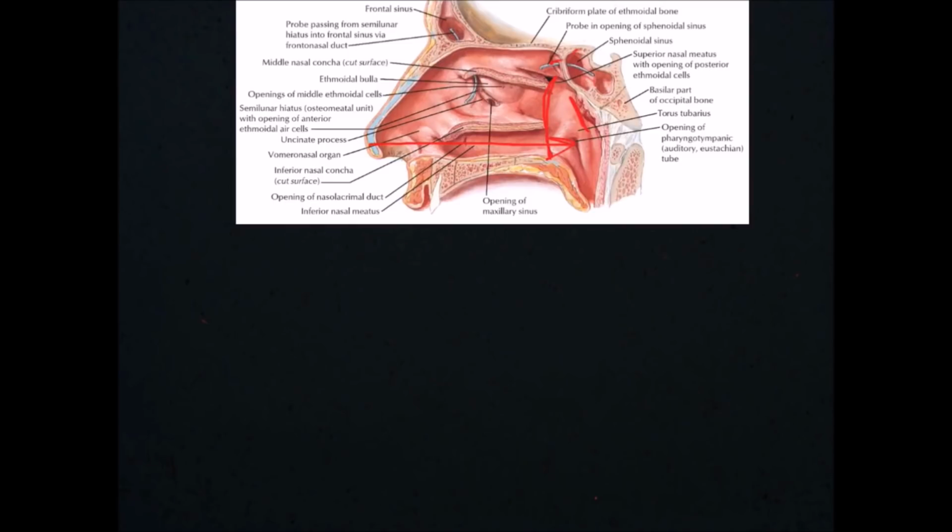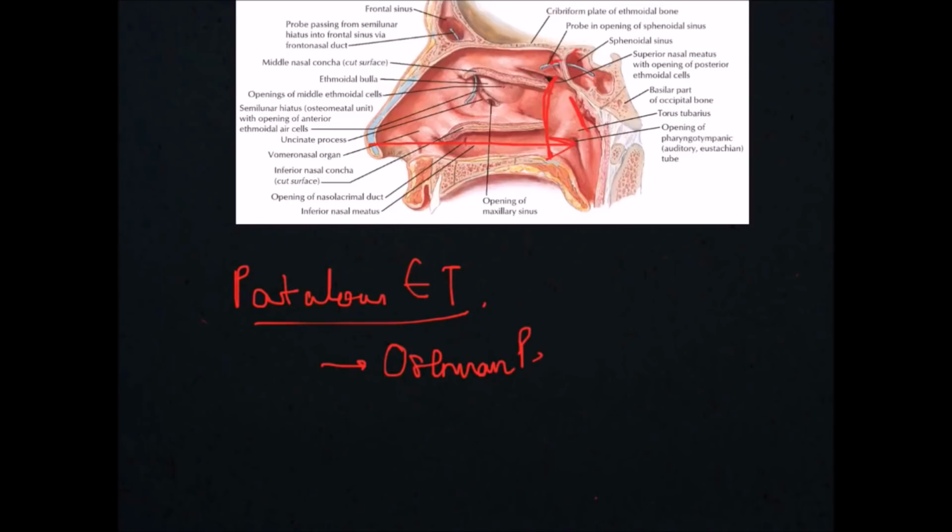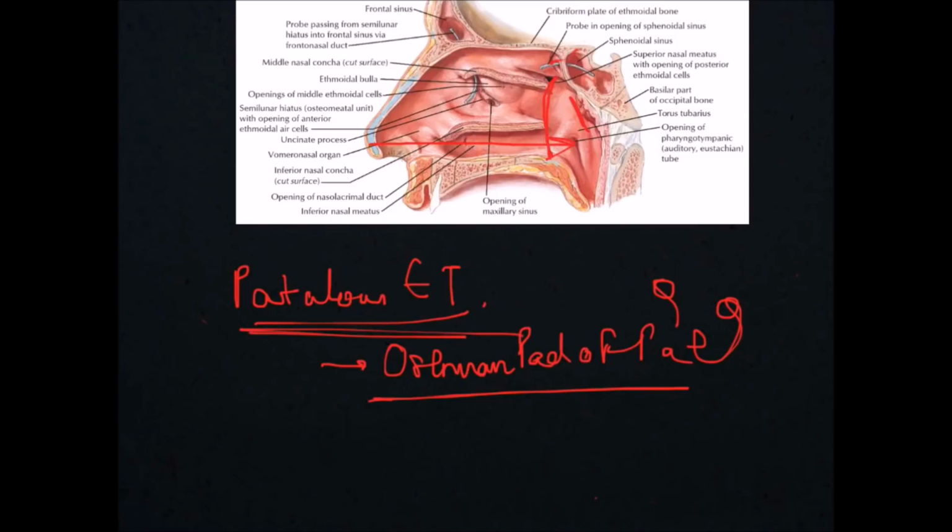So patulous Eustachian tube is a patent Eustachian tube. Normally the Eustachian tube is guarded by Ostmann's pad of fat. Just consider if there is sudden loss of weight, this Ostmann's pad of fat is degenerated. That leads to the patulous Eustachian tube. Okay, that is patent Eustachian tube.